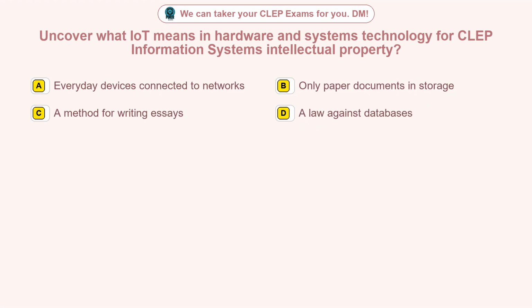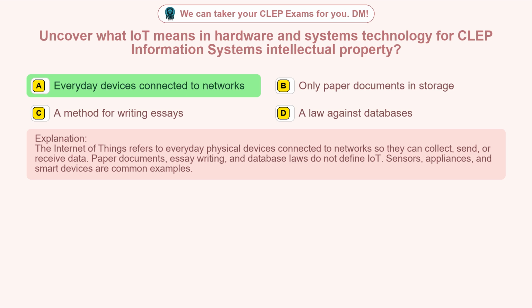Question 62. Uncover what IoT means in hardware and systems technology for CLEP Information Systems intellectual property. Option A. Everyday devices connected to networks. Option B. Only paper documents in storage. Option C. A method for writing essays. Option D. A law against databases. The correct answer is option A. Everyday devices connected to networks. The Internet of Things refers to everyday physical devices connected to networks so they can collect, send, or receive data. Paper documents, essay writing, and database laws do not define IoT. Sensors, appliances, and smart devices are common examples.